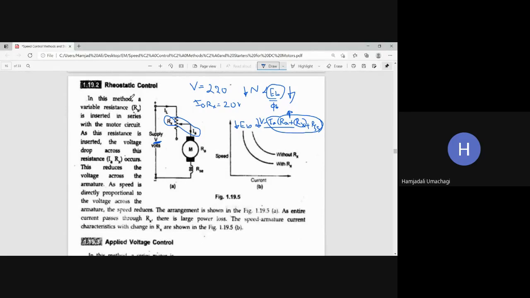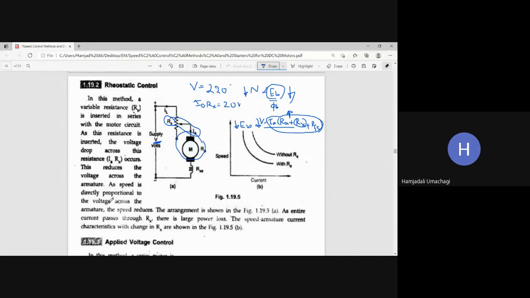Okay, now let us see here. In this method, a variable resistance Rx is inserted in series with the motor circuit. As this resistance is inserted, the voltage drop across this resistance, I into Rx, occurs. So here the drop will take place. This reduces the voltage across the armature. As I told you, because of this drop, the voltage available to this motor will be reducing. This input minus all this drop will be some voltage which is less than the applied voltage.